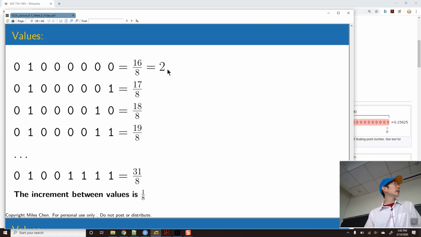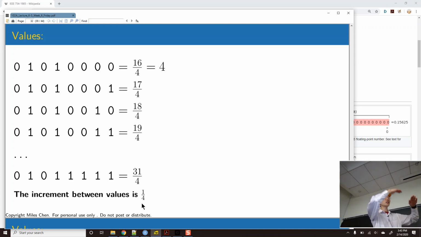Okay? But now the increments are now 8ths. Okay? So every time I add 1, we're incrementing by 1/8. We go from 16/8, 17/8, 18/8, 19/8, all the way up to 31/8. Okay? 31/8 plus 1 more 8th will give us 32/8 or 4, and that's going to be the next case. So we're going to be at 16/4, 17/4. So now our increment is double that. Okay?